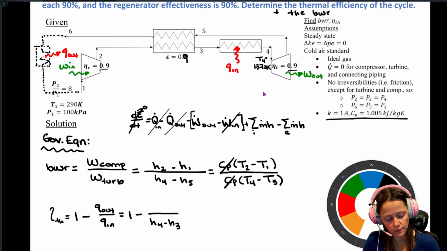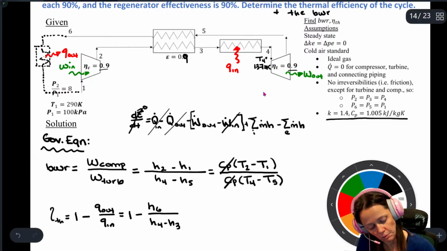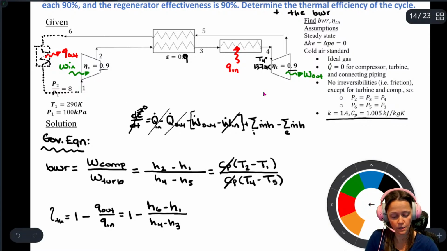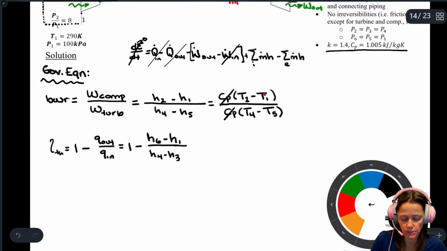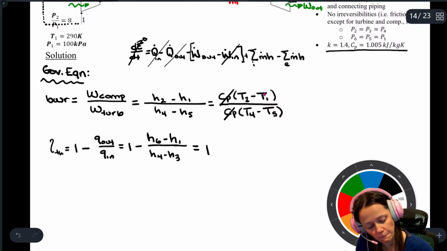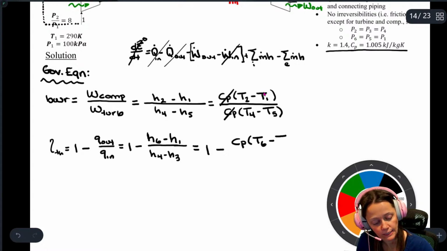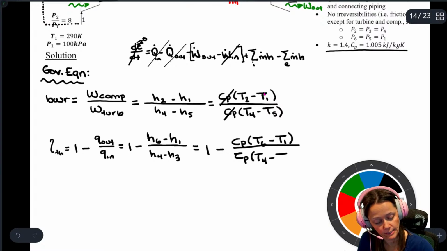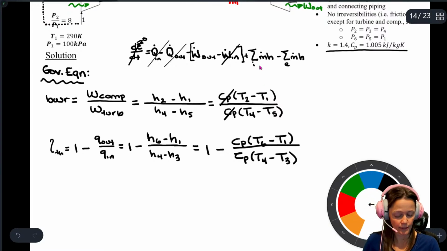And then for the Q out, it's going to be between 6 and 1. Enthalpy before that heat rejection process is going to be bigger than after. But really, in reality, you're just applying that first law to figure out whether it's H6 minus H1 or H1 minus H6. And then finally, this is a Cp delta T. So Cp (T6 minus T1), and this is Cp (T4 minus T3). Perfect.